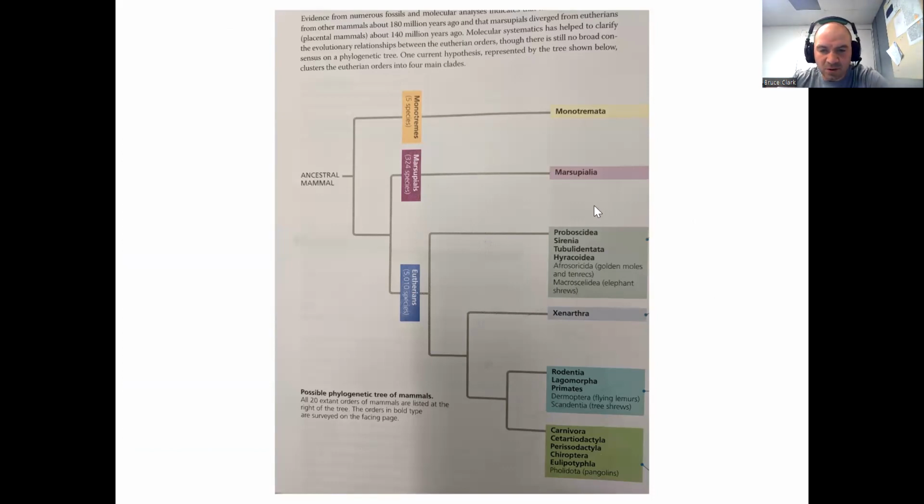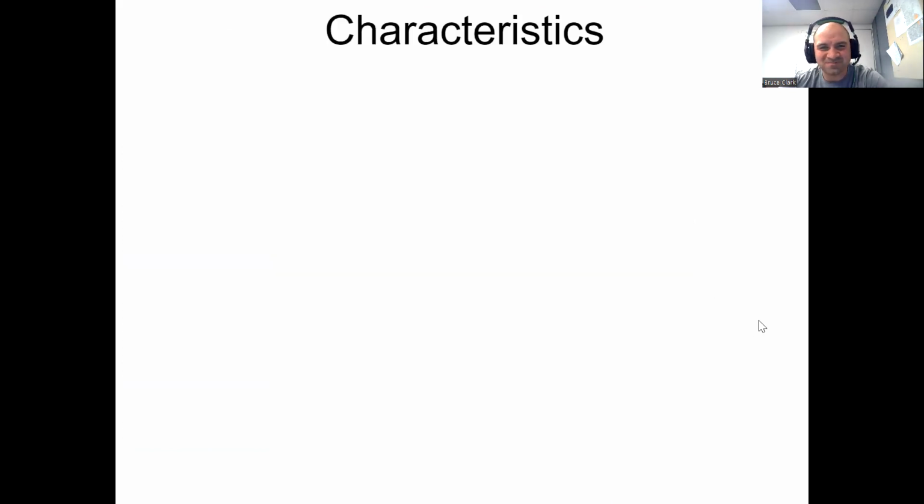We're actually going to be going through these different mammalian orders, and that's going to be a big part of our test coming up here. So that's for a different day, though.